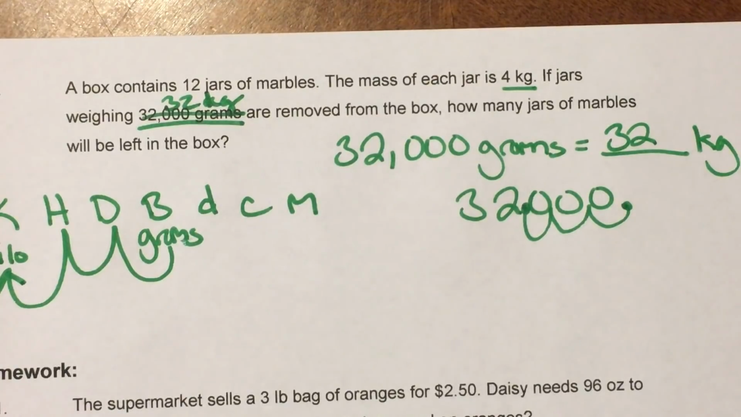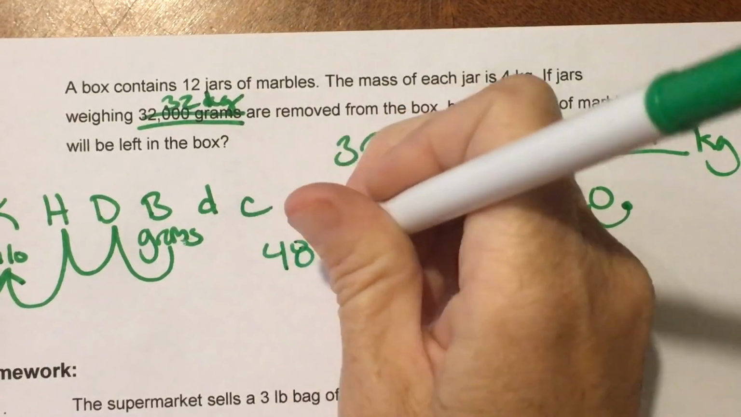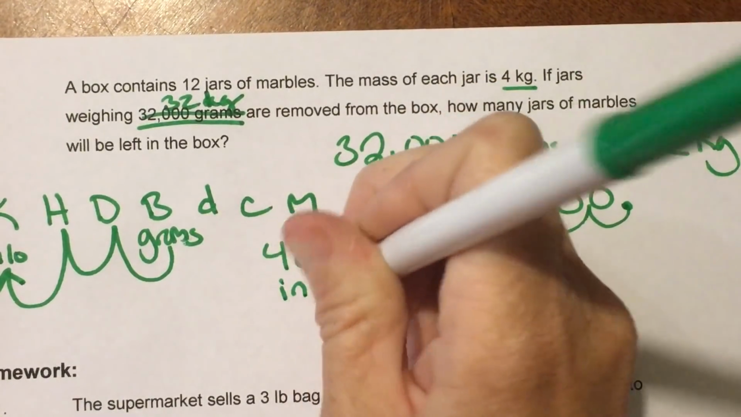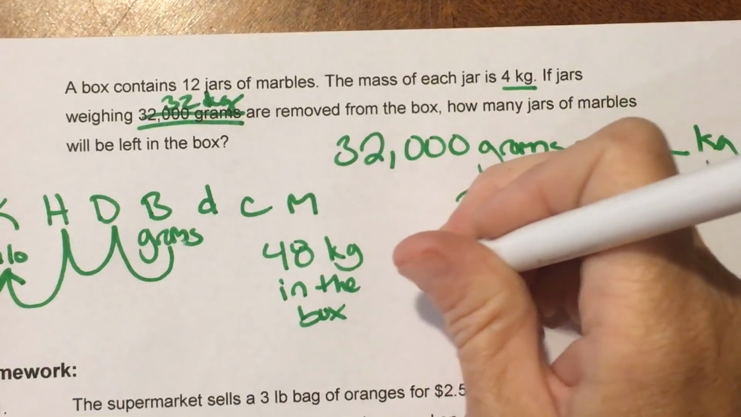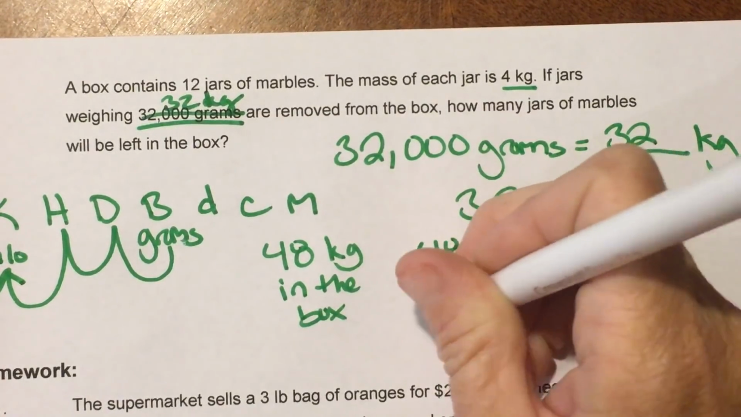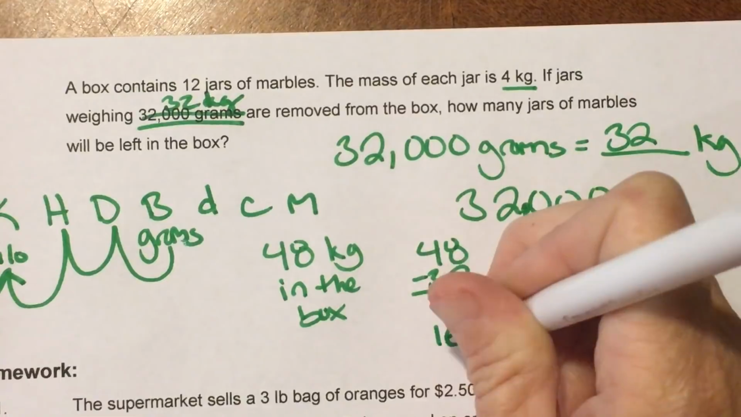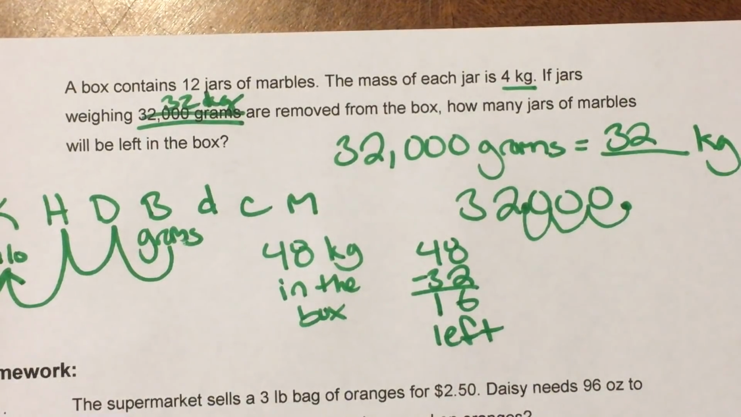So my problem now, I can attack it. It says a box contains 12 jars of marbles. The mass of each jar is 4 kilograms. Okay, so I know right away in the box, if each jar weighs 4 kilograms and there's 12, there's 48 kilograms in the box. Okay, but then the question tells me if jars weighing 32 kilograms are removed, so they had 48 kilograms in the box and they took out 32 kilograms. So now there's only 16 kilograms left in the box.